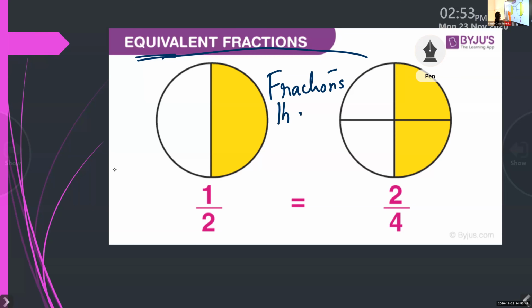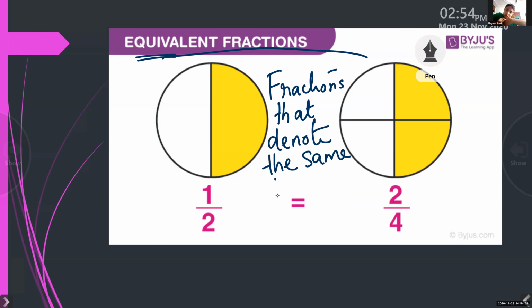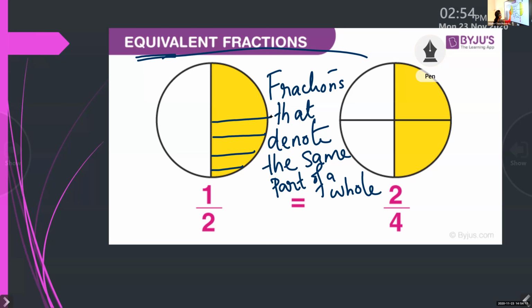Fractions that denote the same part of a whole. So here we can see 1 by 2, this part, and 2 by 4 also the same part. We can see from the picture they are equal.